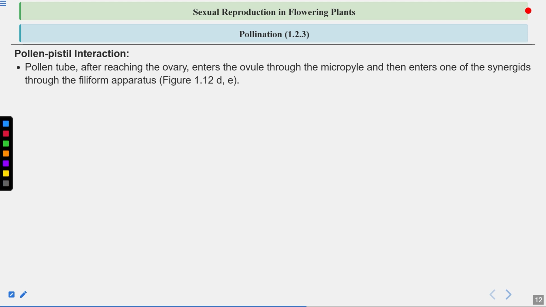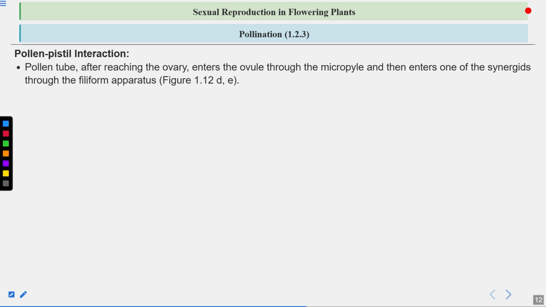The pollen tube, after reaching the ovary, enters the ovule through the micropyle and then enters one of the synergids through the filiform apparatus. Right? When the pollen tube reaches the ovary, it enters the ovule through the micropyle. There is a micropylar pore. Pore means a hole-like structure.